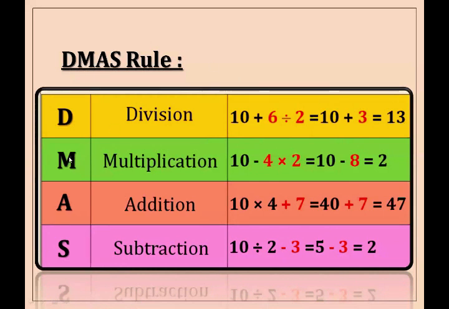Now the second one is multiplication. How do we apply the multiplication? If we have a question 10 minus 4 multiplied by 2, then firstly we solve this multiplication. Here we have to solve 4 multiplied by 2, which is 8. Then we subtract it from 10. Here we write 10 minus 8 is equal to 2. Now we apply the addition. A stands for addition.